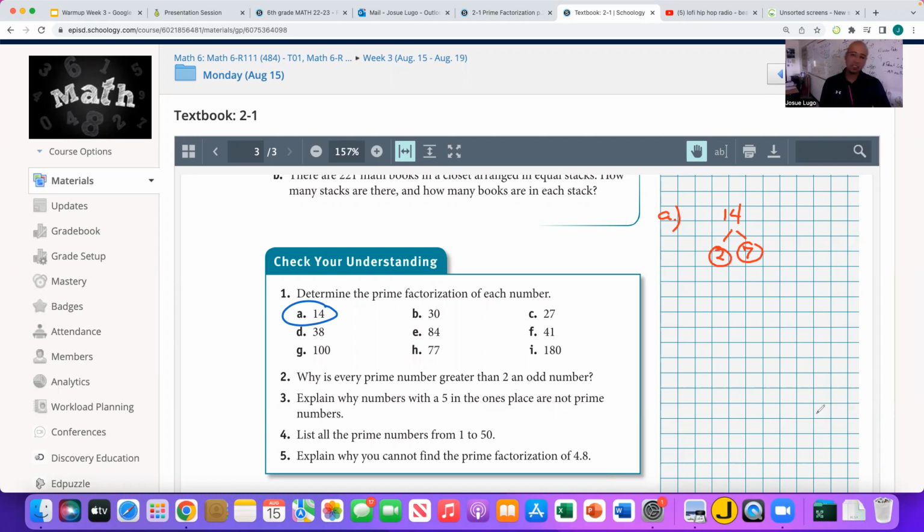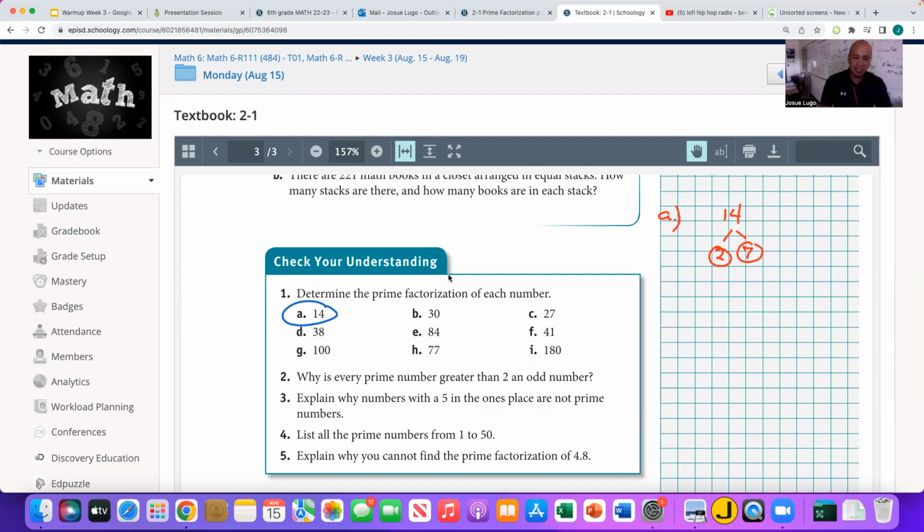And 2 times 3 is 6. 6 times 5 is 30. I get the same exact answer either way. And on Schoology, I would type in 2 times 3 times, oops, it's a 3. 2 times 3 times 5. And that would be the answer to number 2. And that's pretty much what you're doing for all of these problems, ladies and gentlemen.